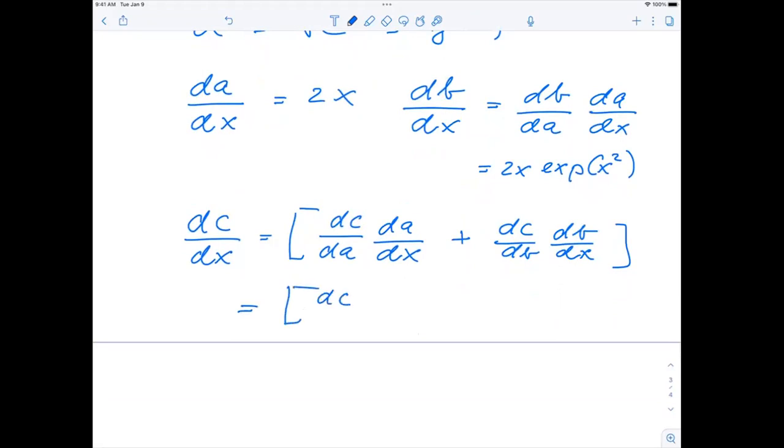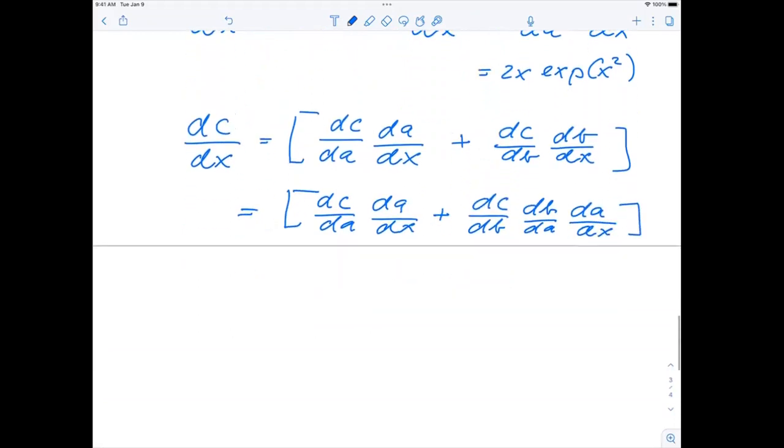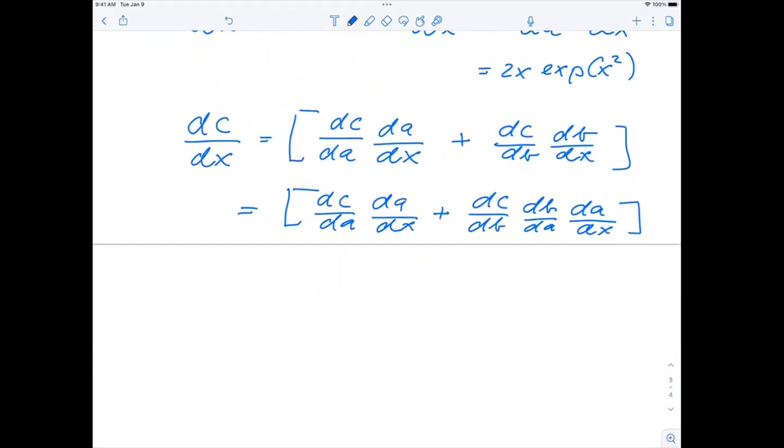And I can rewrite this in terms of the following. So I have my dc dA dx plus this dc dB dB dA, and then I have dA dx here. So I know also that this dc with respect to dA is the same as dB with respect to dA.